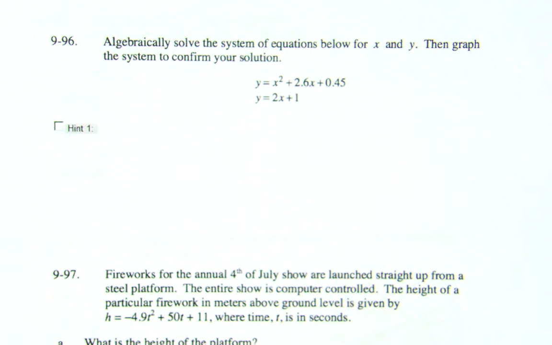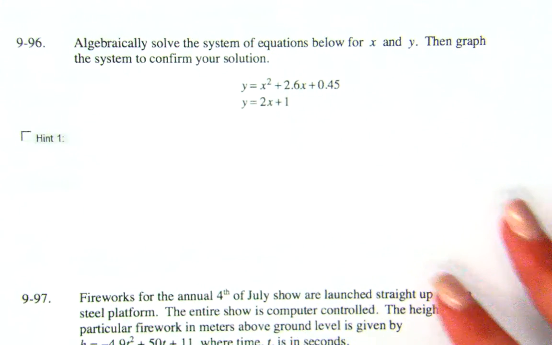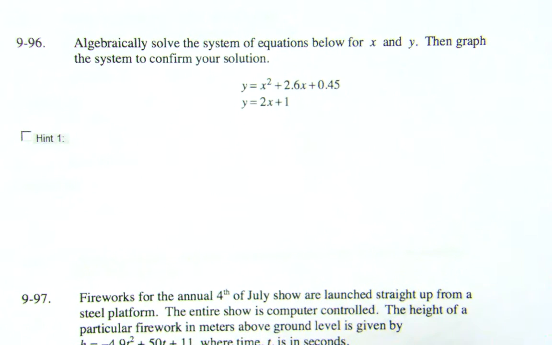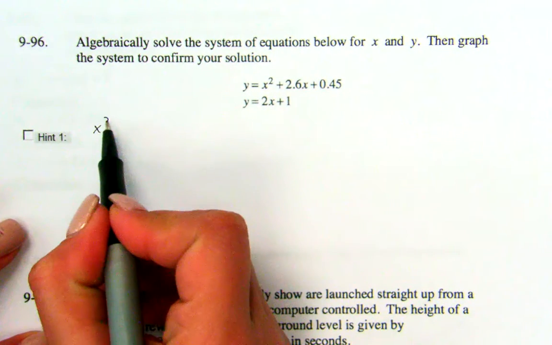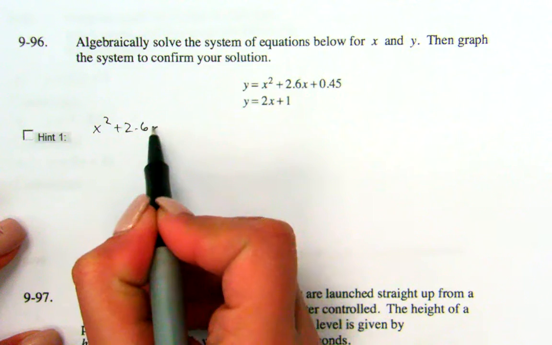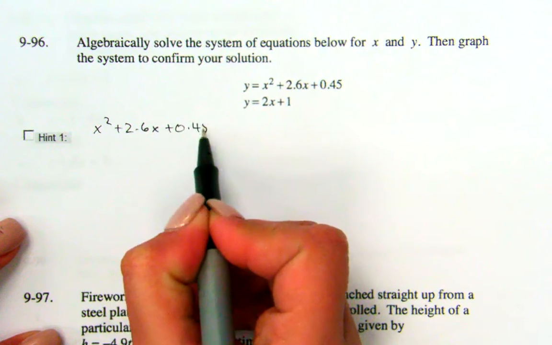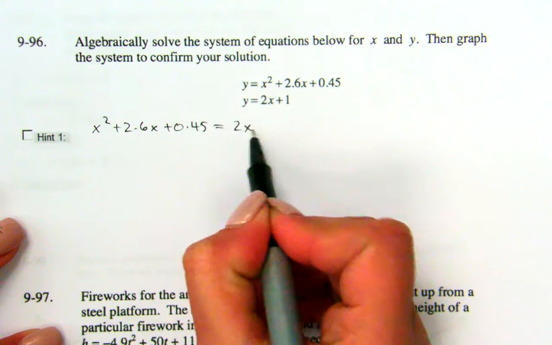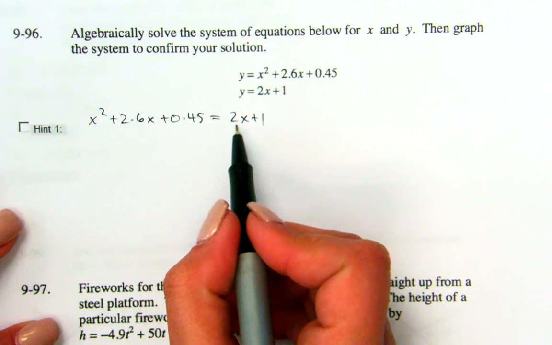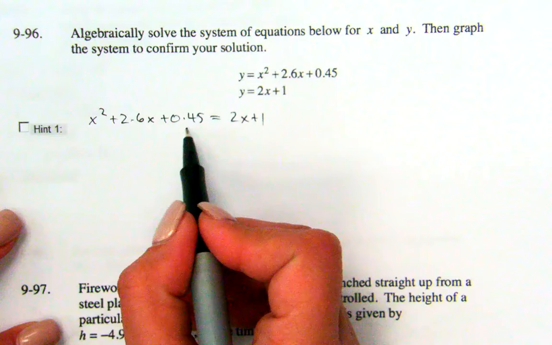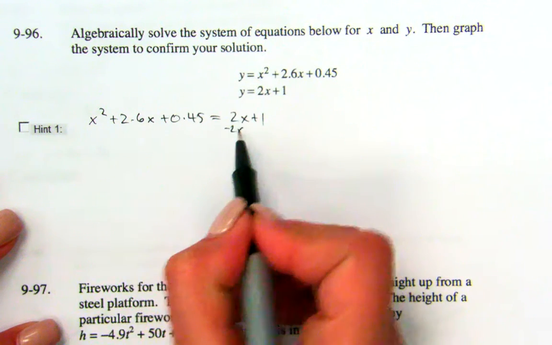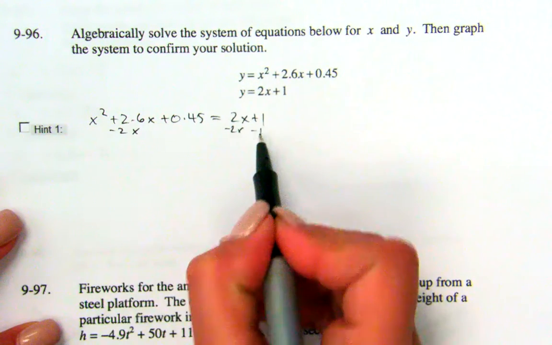system to confirm your solutions. So a system of equations with respect to a linear function and a quadratic function, in order to figure out what the value of x is, you actually have to set both equations equal to each other. So we have x squared plus 2.6x plus 0.45 is equal to 2x plus 1. And I'm going to subtract 2x from both sides, and 1 from both sides. So minus 2x minus 2x, minus 1 minus 1.